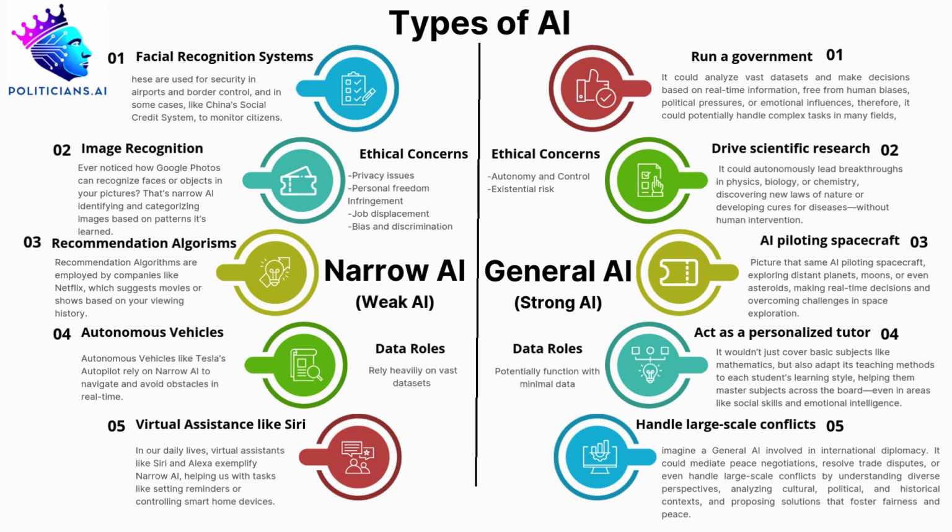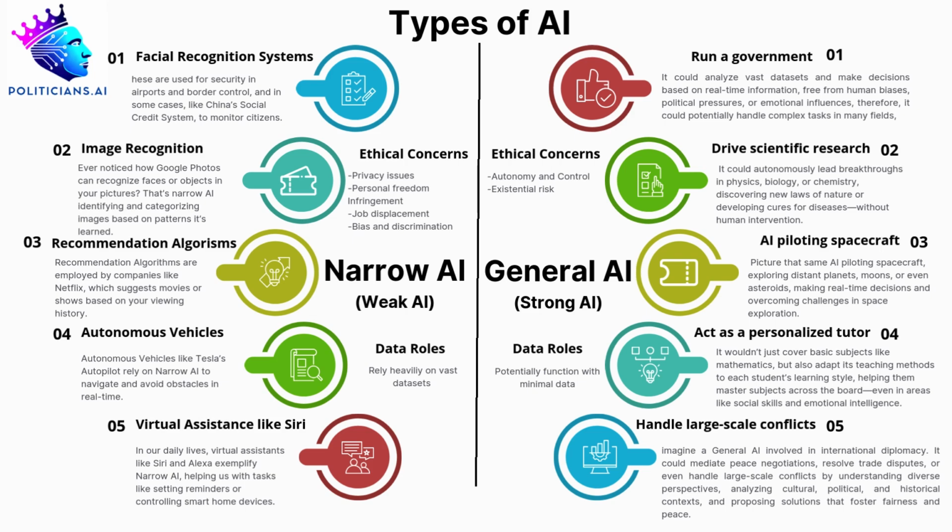These are used for security in airports and border control, and in some cases, like China's social credit system, to monitor citizens. Similarly, image recognition systems are also utilized. Ever noticed how Google Photos can recognize faces or objects in your pictures? That's narrow AI identifying and categorizing images based on patterns it's learned.